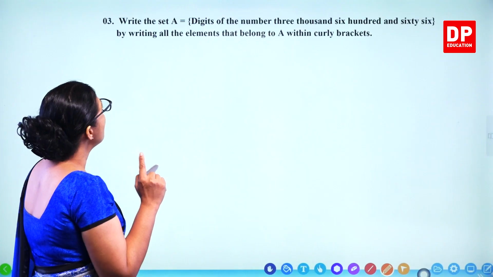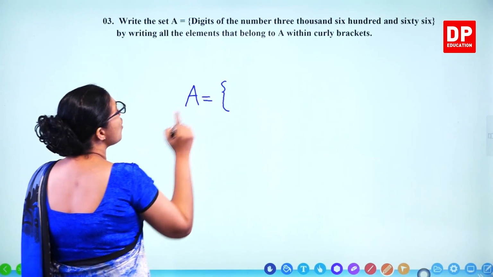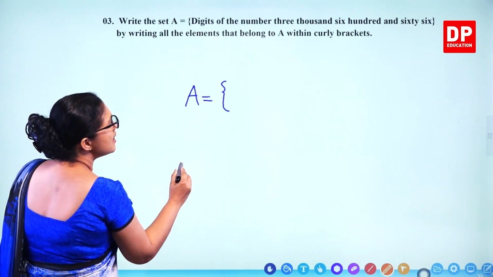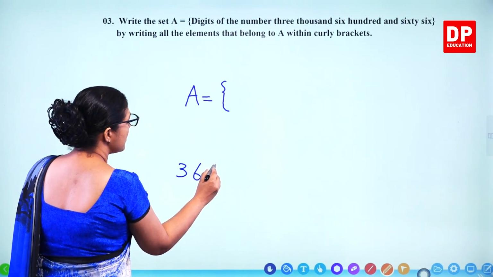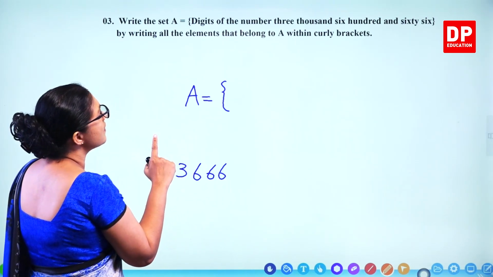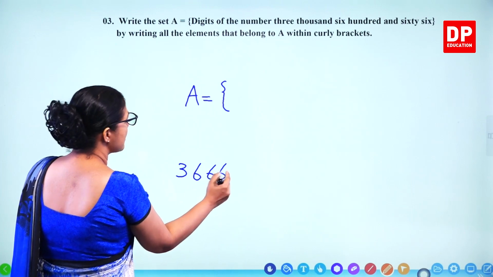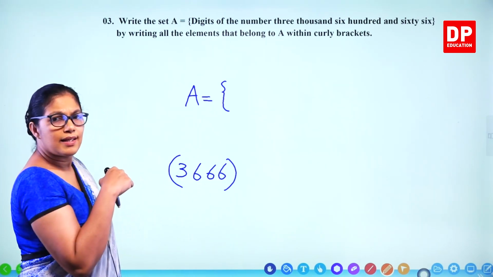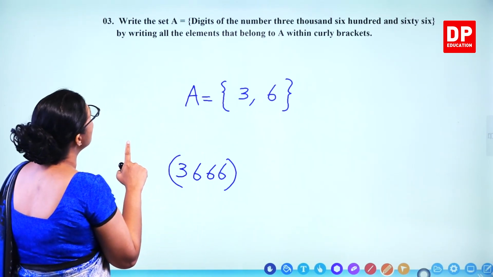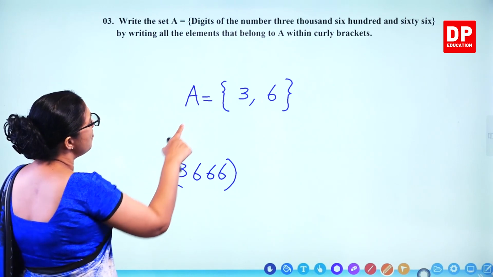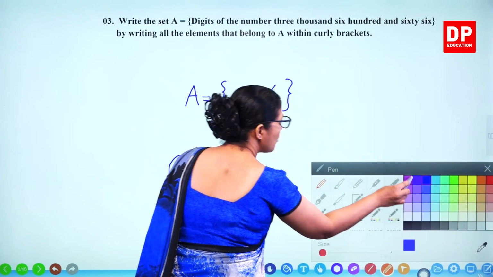Question number 3. Write the set A, the digits of the number 3,666. So what are the digits? You can get 3 and 6. Write down all the elements belonging to A within curly brackets. So 3 and 6. You get 2 marks there.